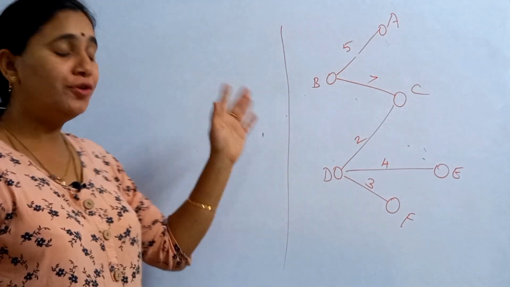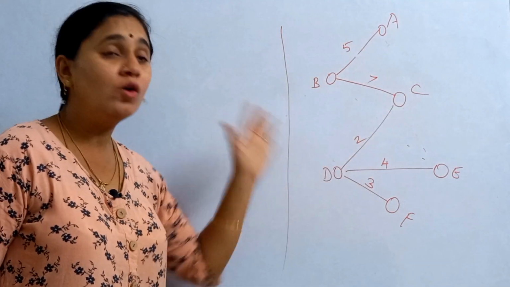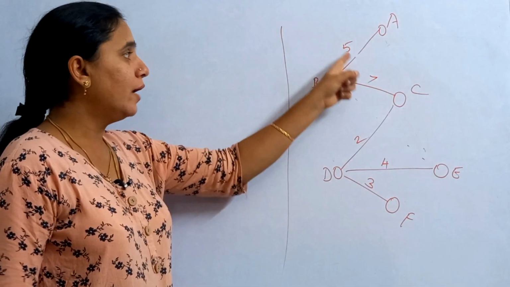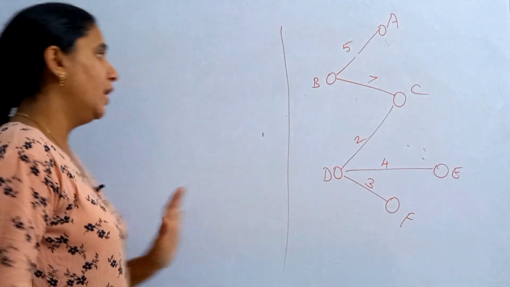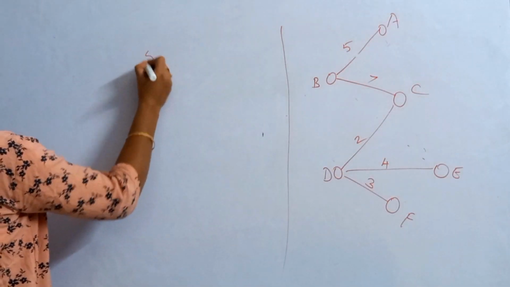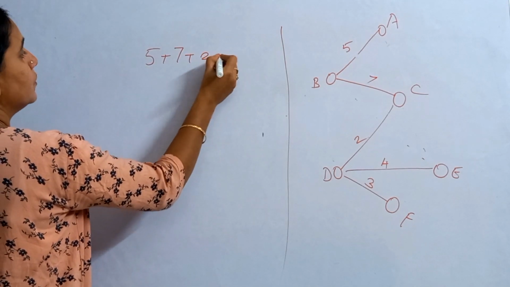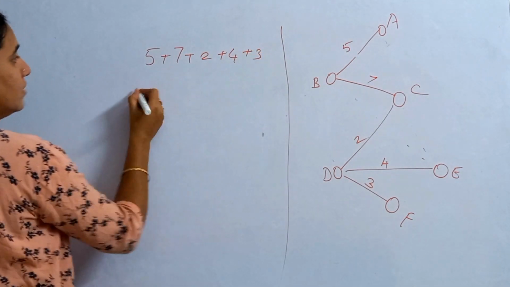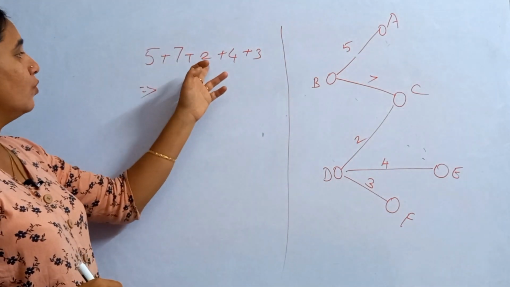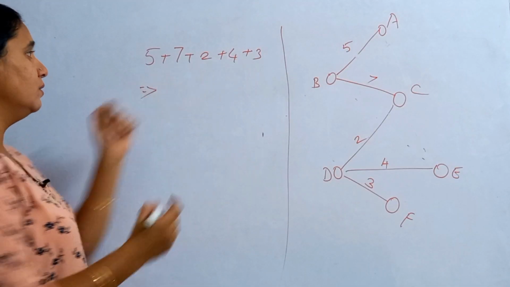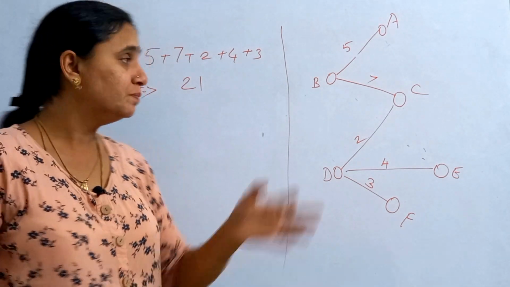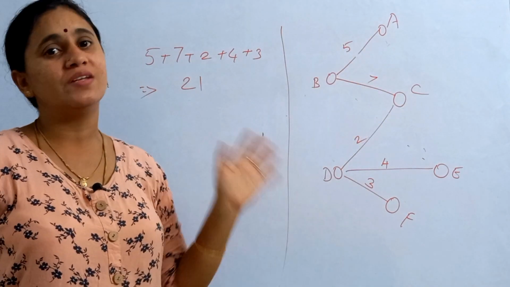So now we are going to find what is the overall cost to travel from any source to destination, right? So add all the weights that we have. So 5 plus 7 plus 2 plus 4 plus 3. What will be the answer? So 5 plus 7 plus 2 plus 4 plus 3. If you just add it, what will be the answer? 7 plus 5, 12, 14, 18, 21. So this is the minimum cost required to travel from any source to destination.